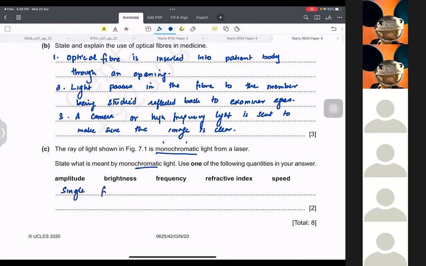Single frequency light. That should be the answer. Single frequency light. So we used it, and one for this and one for light.